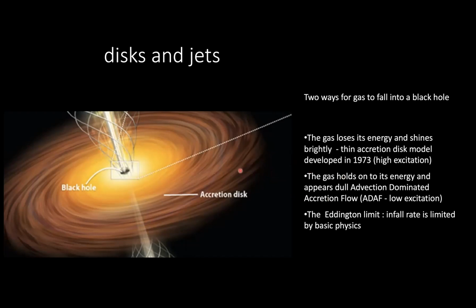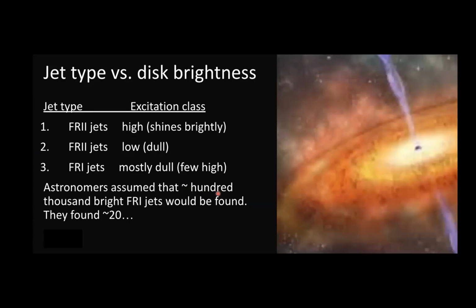The rate at which this stuff can fall in is limited. It's called the Eddington limit, due to the fact that you generate energy. The energy actually has pressure, and so it pushes the material outward. So gravity is pulling in, and then there's this radiation pressure pushing outwards. And if there's enough radiation pressure, it'll stop the inward migration due to gravity.